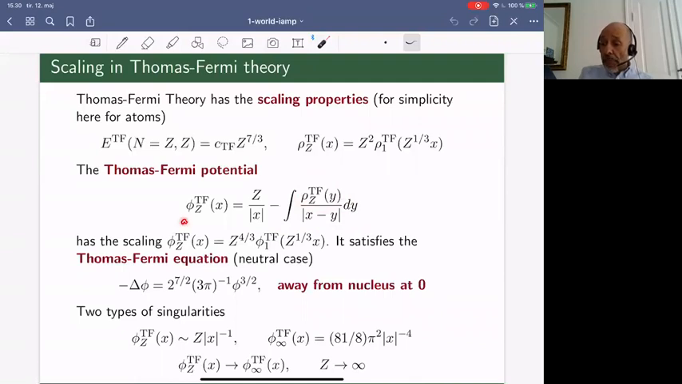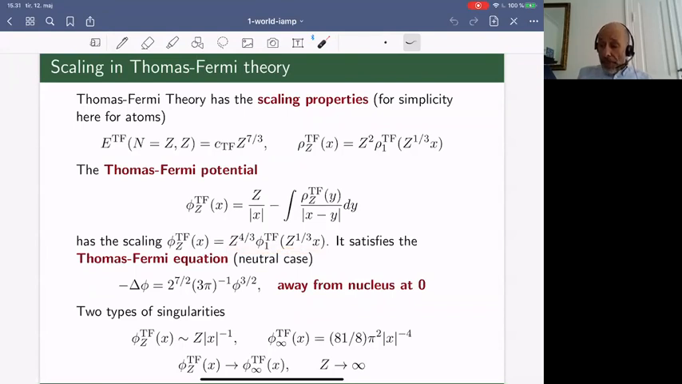Now this object here, the Thomas-Fermi potential, has the following scaling. So it again has the z^(1/3) x, just as the density. And the whole Thomas-Fermi potential scales like z to the minus 1/3. But there's a z^(4/3) in front. Right? And if you think of the leading term here, you see that the leading term has exactly that scaling. If I insert z^(1/3) x down here and multiply by z^(4/3) up there, then I exactly get z divided by x. So this is the scaling of the potential.